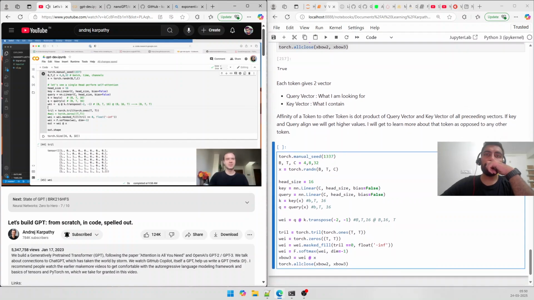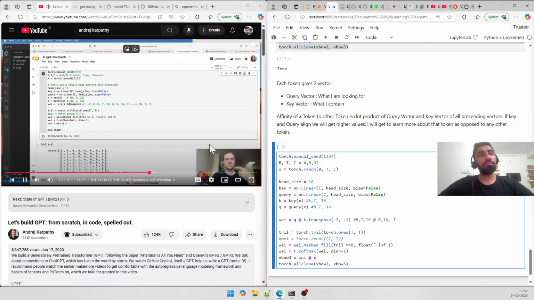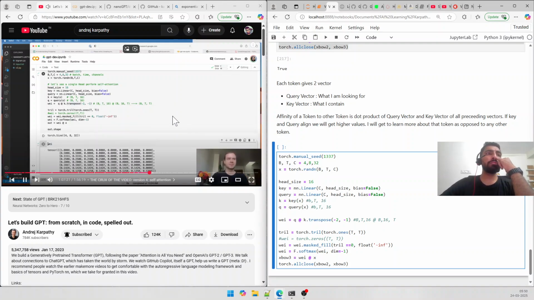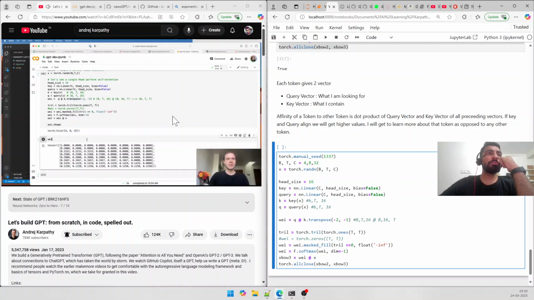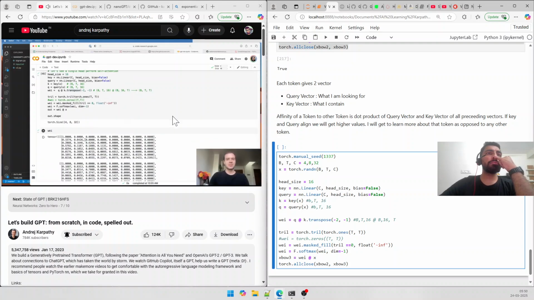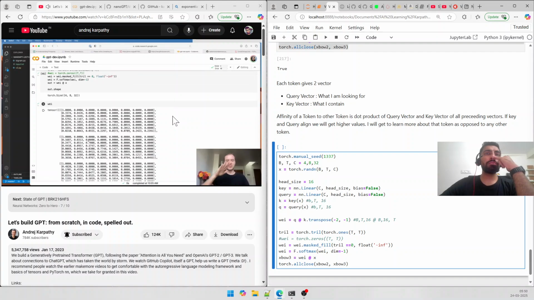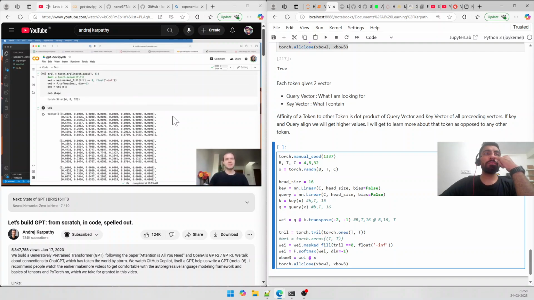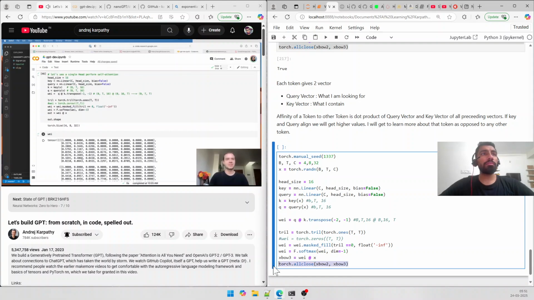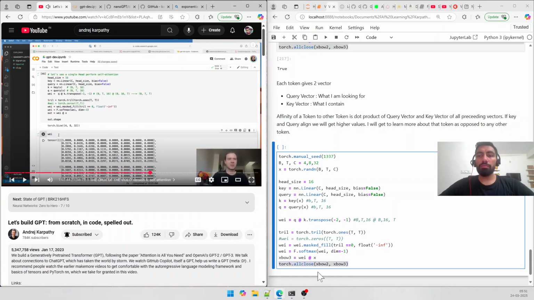I can run this. And the weighted aggregation now is a function in a data-dependent manner between the keys and queries of these nodes. So just inspecting what happened here, the wei takes on this form. And you see that before, wei was just a constant, so it was applied in the same way to all the batch elements. But now every single batch element will have a different wei, because every single batch element contains different tokens at different positions. And so this is now data dependent.